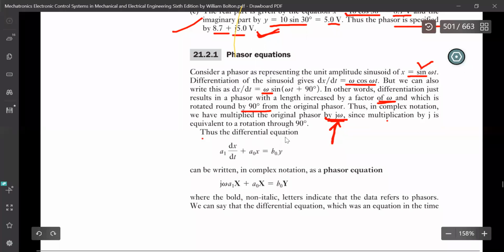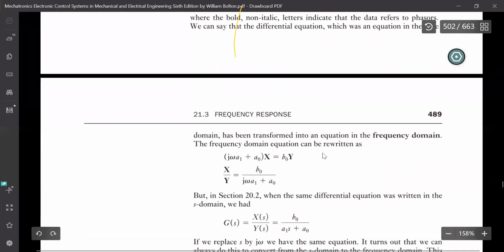So if I am writing this differential equation for the first order system, which is a1 dx by dt plus a naught x is equal to b naught y, what is this differentiation doing over here? This is just being represented as iota into omega. A1 into iota omega x plus a naught x is equal to b naught y. This is how you have written the phasor equation for the first order system. Right? I hope this is understood by everyone.